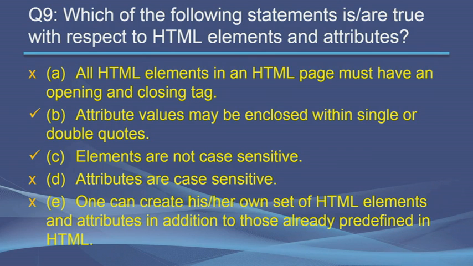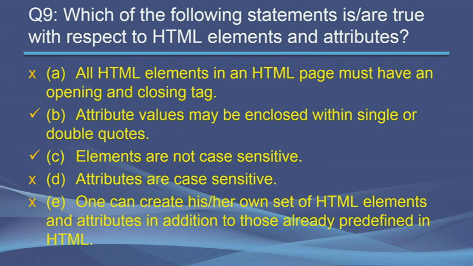Next, look at option B. Attribute values may be enclosed within single or double quotes. Now that is true, because you have attribute values and those could be enclosed in single or double quotes, and according to the opening and the closing of the quotes, the browser will realize what the attribute value is and interpret it accordingly. So that is correct.